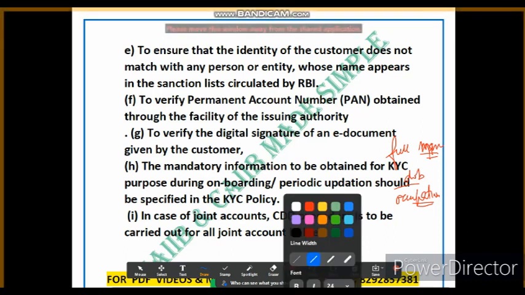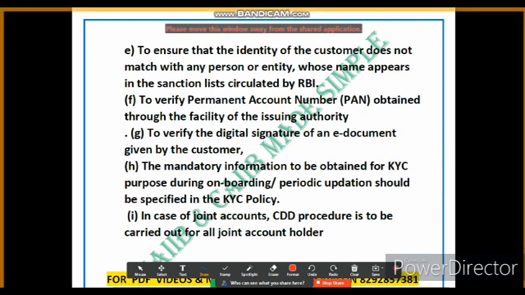Now let's see the last point that we have, that the customer acceptance policy states that when there are multiple individuals involved in a joint account, you know about joint accounts. So in a joint account, suppose multiple individuals are involved, the CDD, that is customer due diligence, should apply to all the account holders. This ensures that the identity and the information of each joint account holder are verified.